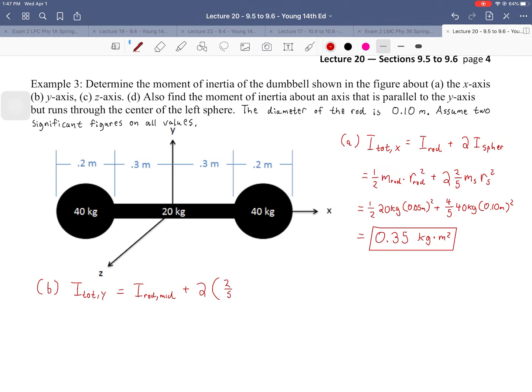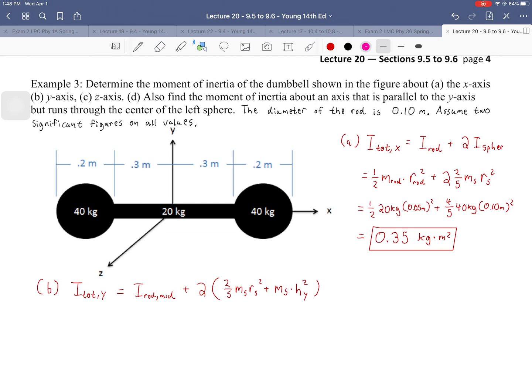Okay, so it's going to be 2, and then I'll have the 2/5, the mass of the sphere, the radius of the sphere squared, and then plus the effect of the parallel axis theorem, which is the mass of the sphere times the distance from the axis to the middle of the sphere squared. I'll call this distance h_y. And then, of course, we have to square our h_y.